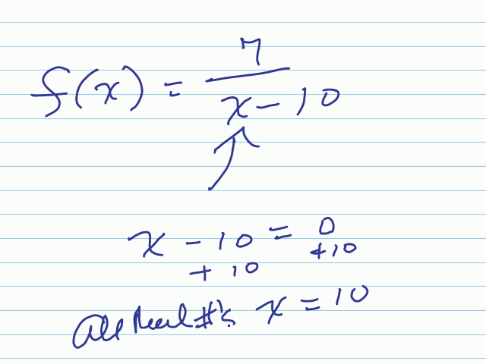So my domain would be all real numbers. I'm going to make the number sign. X cannot be equal to 10, because if x were to equal 10, I would have 7 over 0, and that's not a real number, is it? What do we usually say there? It does not exist. We can't have that number. So it's all real numbers, x is not equal to 10.